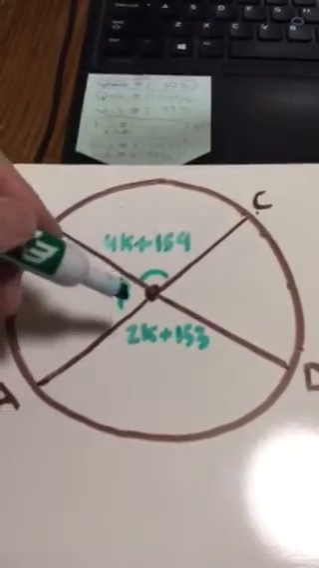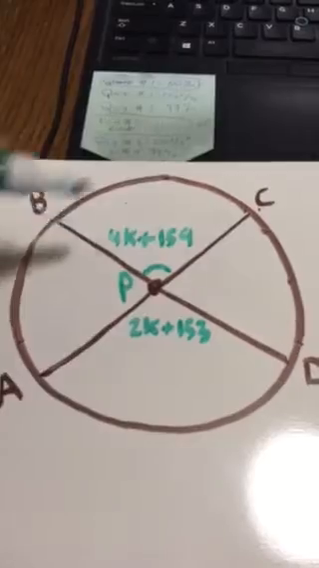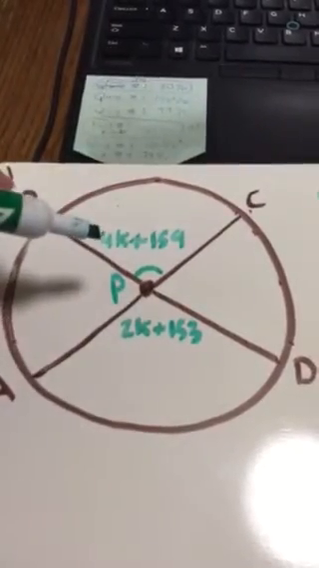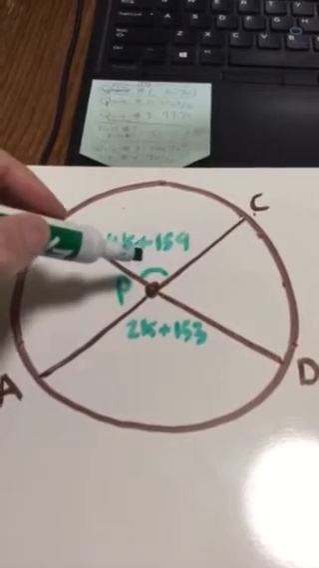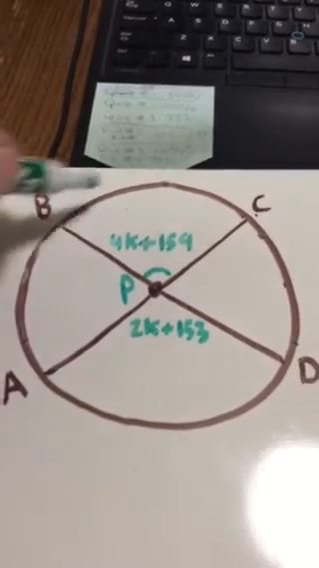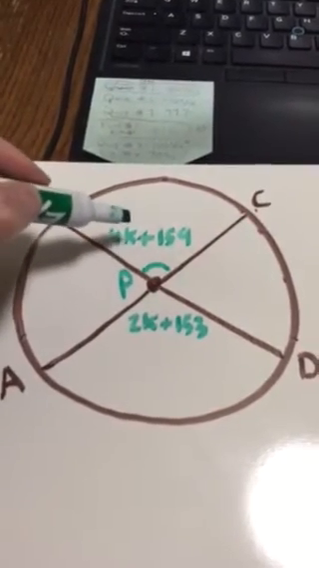Because what we have here is a central angle. This is the center of the circle. It's opening up to arc BC. Now this is a central angle right here. And so whatever we get for our answer here in degrees, we'll get the same for the arc measure here. So let's find out what this is when we put the value for K in.